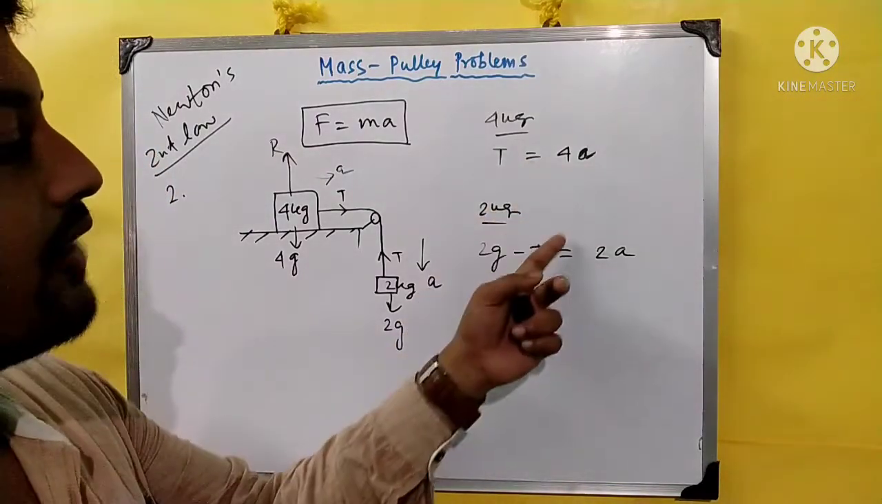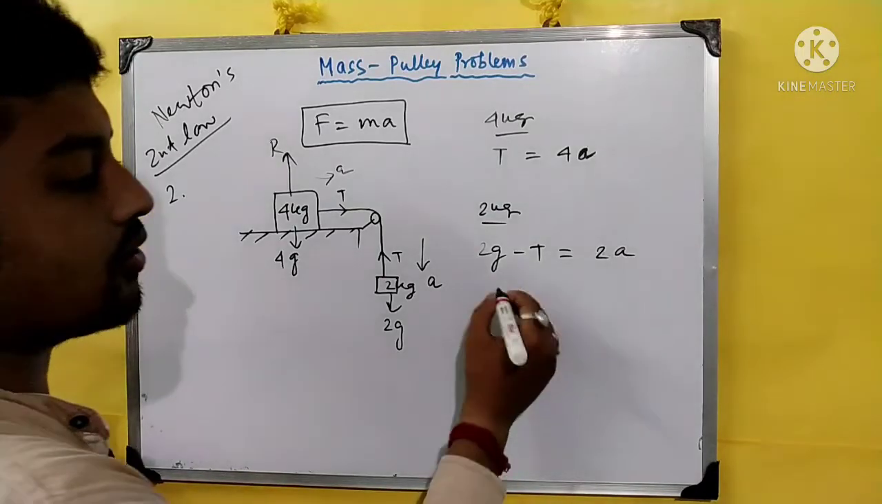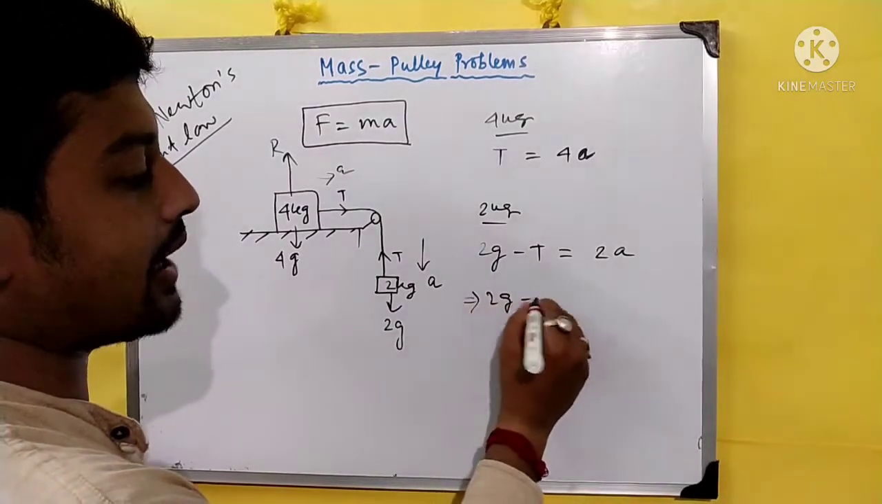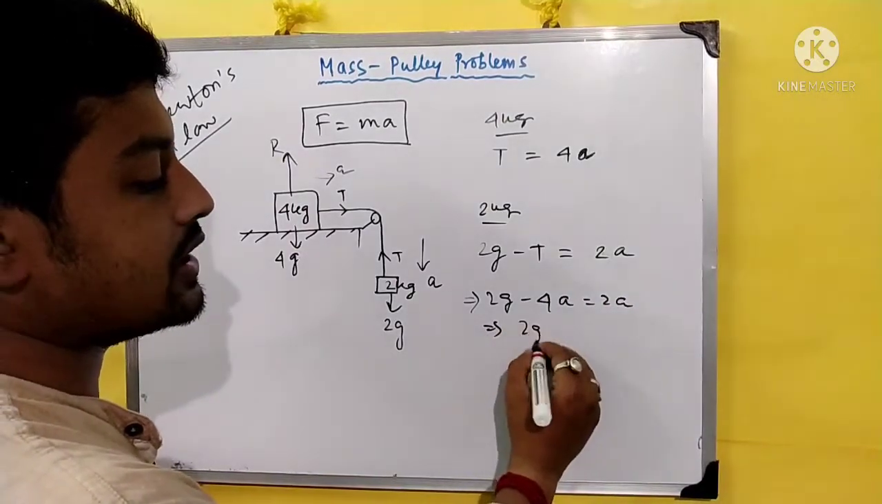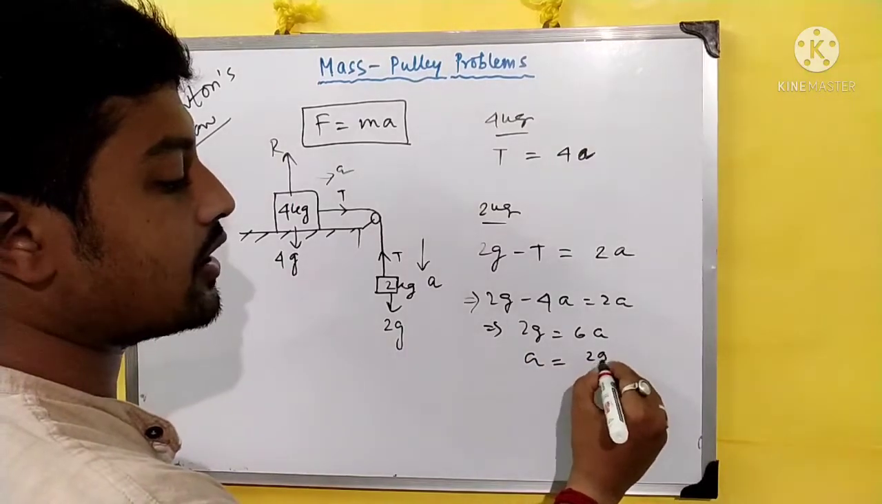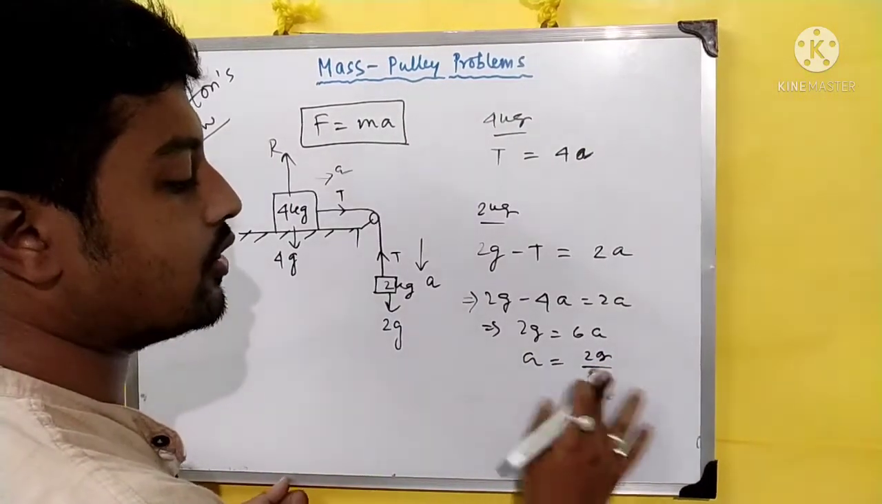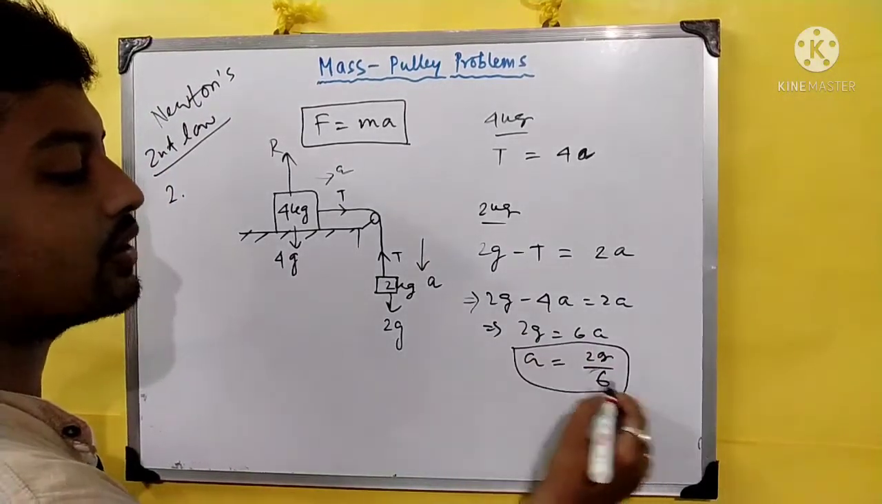Now write the value 4a over here, and you will get the expression for acceleration. So I am writing it as 2g minus 4a equals 2a. It will be 2g equals 6a, and acceleration will be 2g by 6. Okay, this will be the acceleration. We know the value of g.